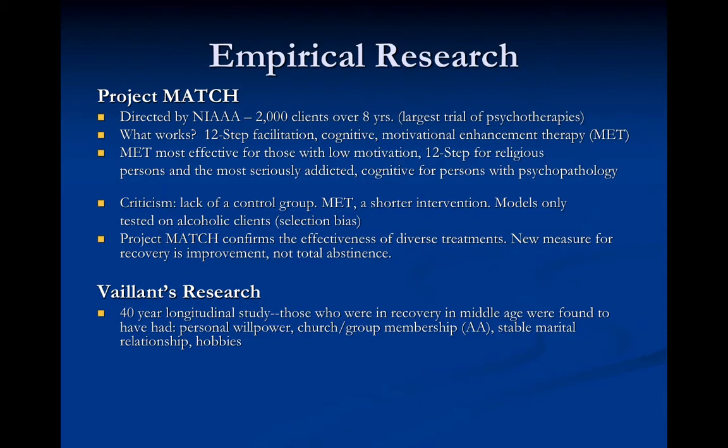In Vaillant's research, there was a 40-year-long longitudinal study. Those who were in recovery in middle age were found to have had personal willpower, a church group membership, and a stable marital relationship and hobbies. So look how well-rounded this is. Okay, so we have those 6 criteria here, don't we?